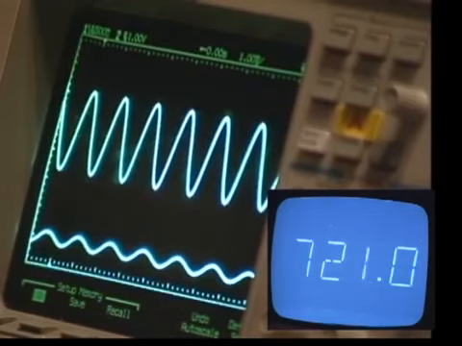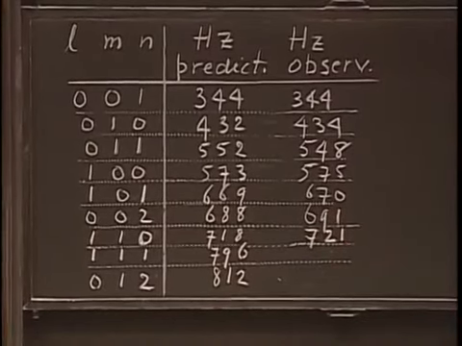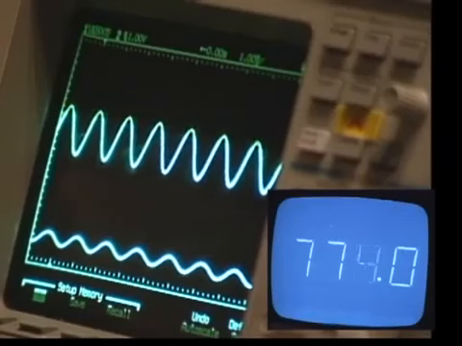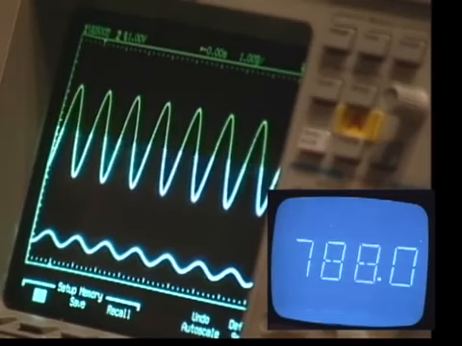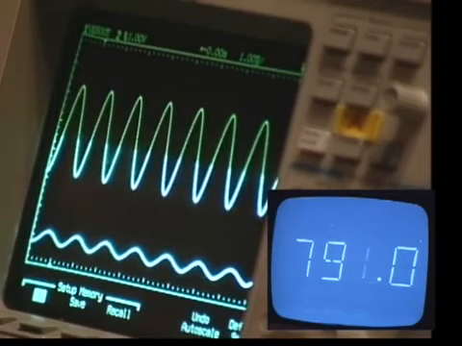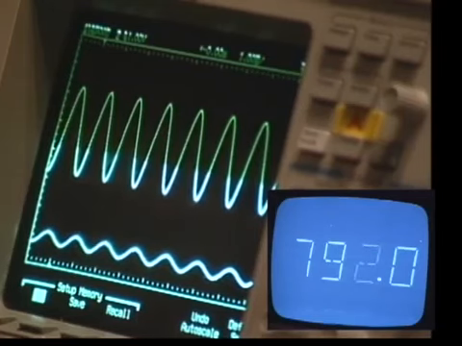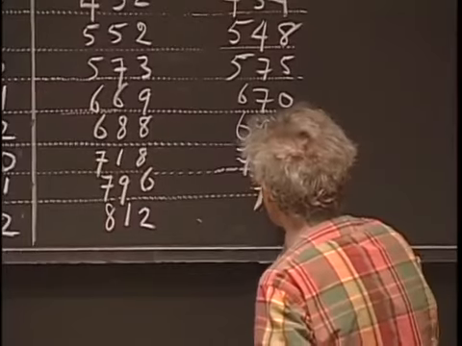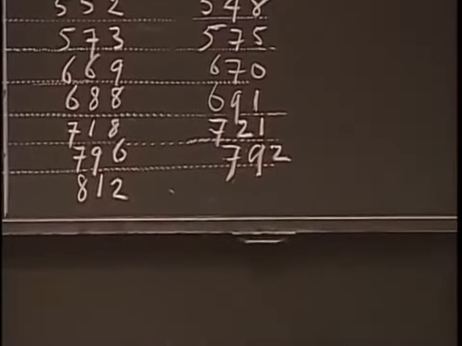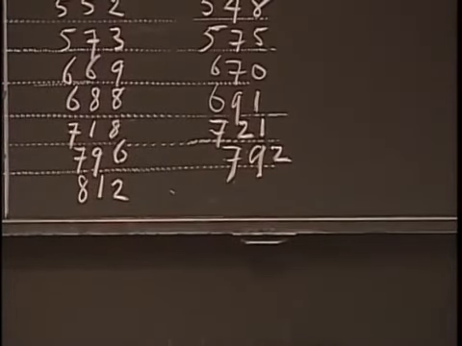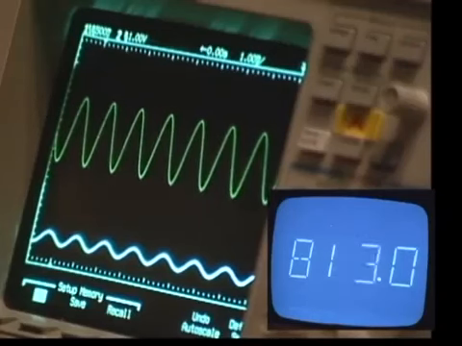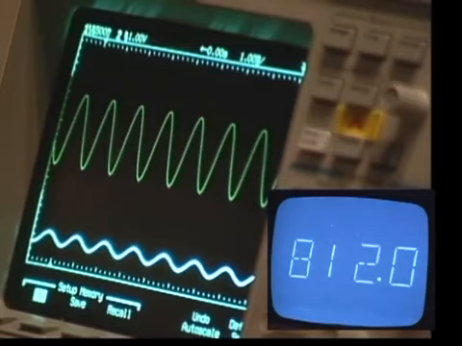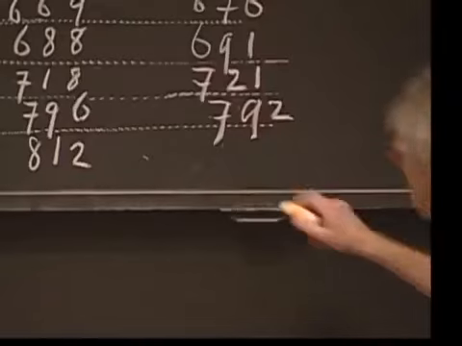721. The next one. 792. Only about 0.5% off. And I'll go only for the next one. 812.